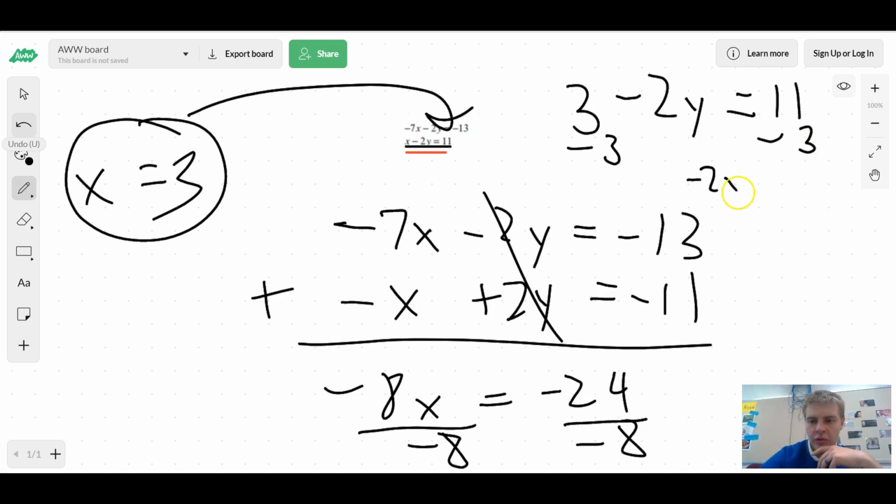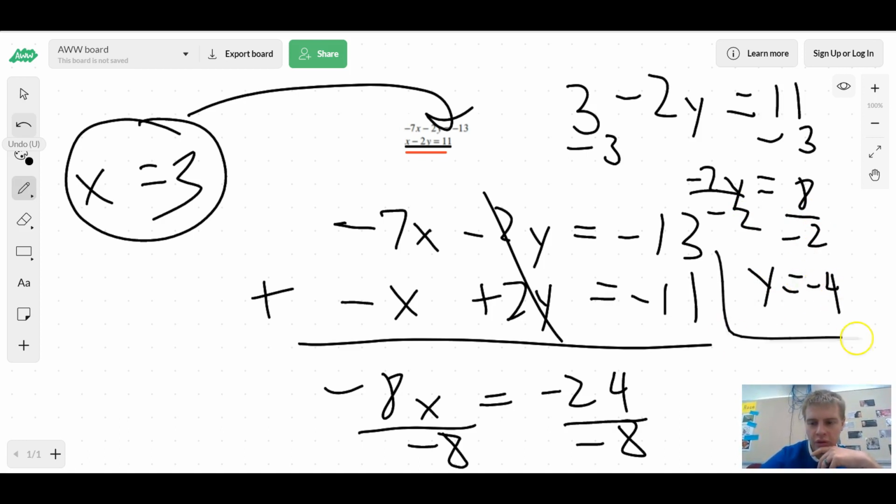Then I'm going to get negative 2y is equal to 8. Divide by negative 2, divide by negative 2. I'm going to get y is equal to negative 4. So those would be my two answers, 3 and negative 4. Let's try the next one.